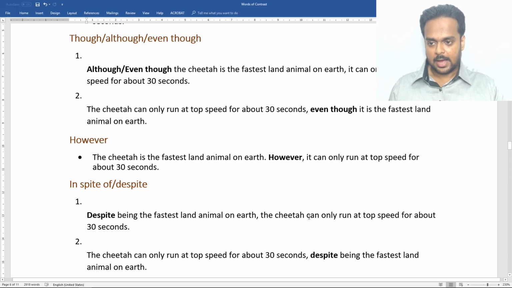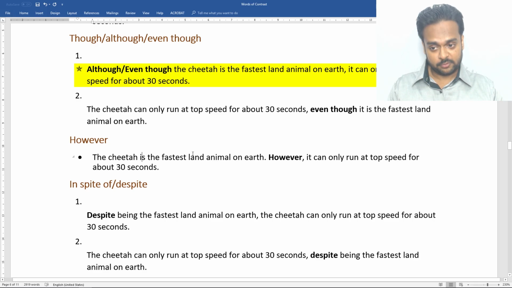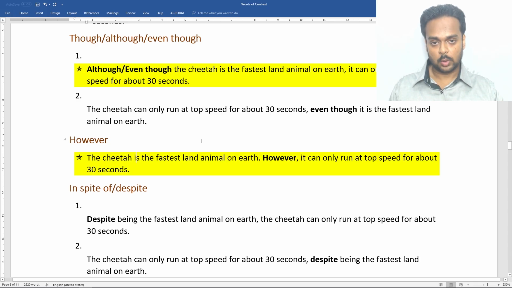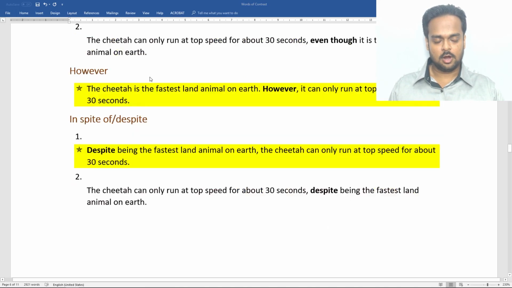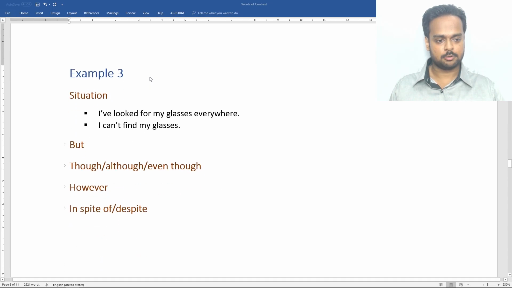Now, out of all these options, my picks are as follows. I like this one with although or even though. However is also something that works well here, as I said, and despite plus the ing form. So these three are all equally good. You can use any one of them and they work well. All right, let's go on to example number 3 now.